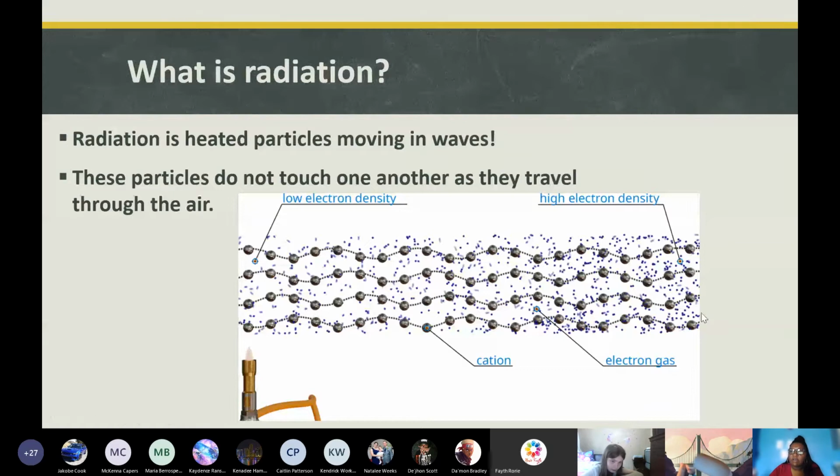So when we're talking about conduction, remember conduction is direct heat on an object. Convection is heat rising and cold sinking, the circulation of heat. And radiation is heat moving in waves. And so we've got three little hand movements to help us out there.